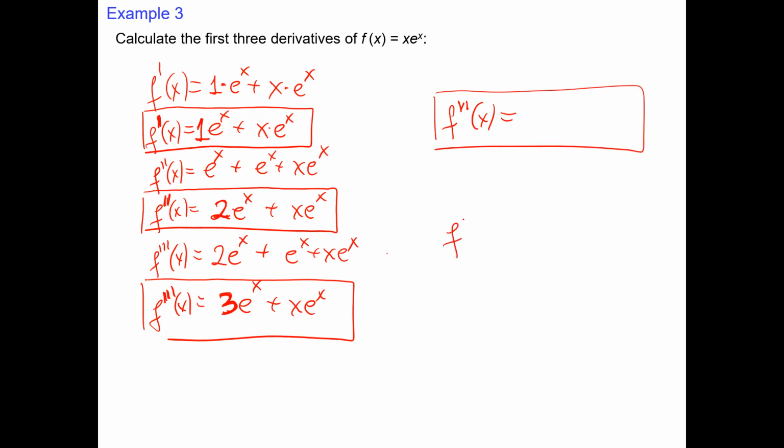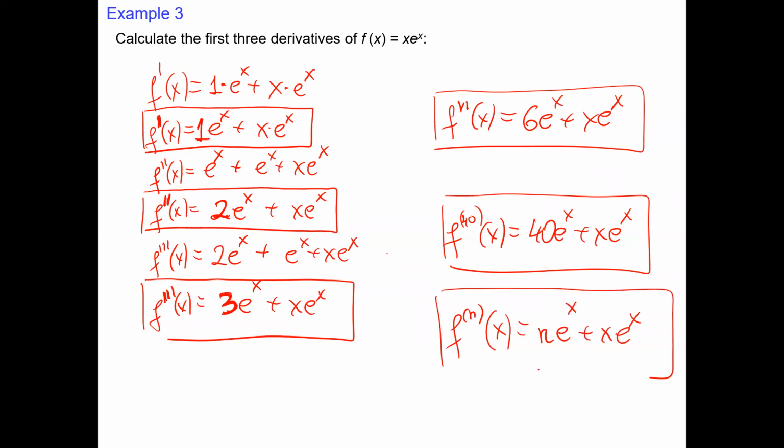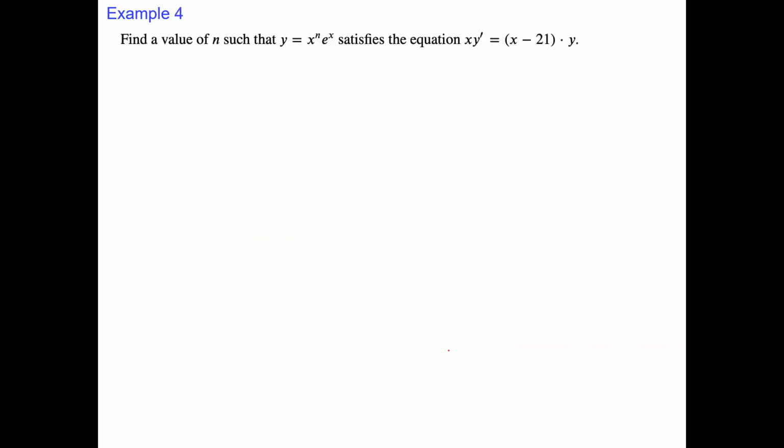Or maybe the 40th. This will be 6 e to the x plus x e to the x. 40 e to the x plus x e to the x, because we know the pattern. Yeah? I can even write the nth derivative will be n e to the x plus x e to the x. It's nice when we realize the pattern. It's nice to have some formulas, shortcuts.